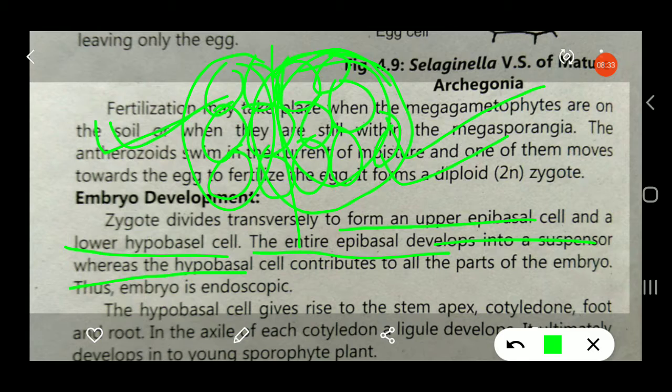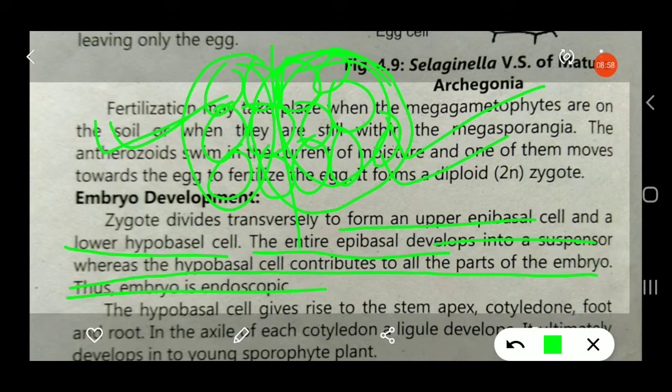Whereas the hypobasal cells contribute to all parts of the embryo, that is, they form the cotyledon, the root, and the stem apex. Thus the embryo is endosporic. We can see that the development takes place inside the megaspore. We can say that this is endosporic development.